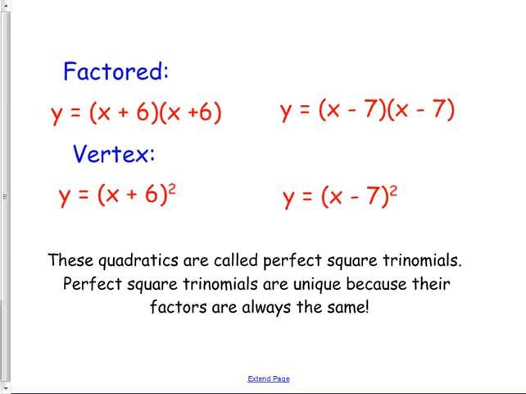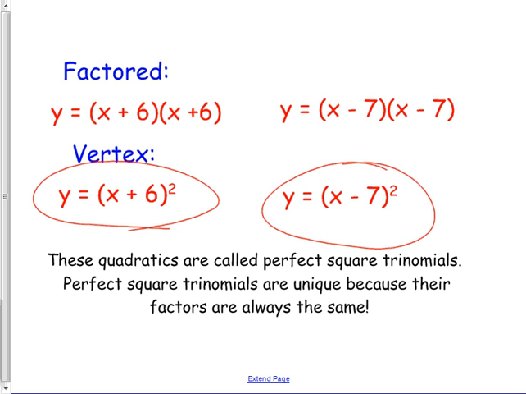Now, why is that important? Because we need that perfect square. All of these, this kind of problem here has got perfect squares. We need that perfect square to get vertex form. Do you get how all these are in vertex form?